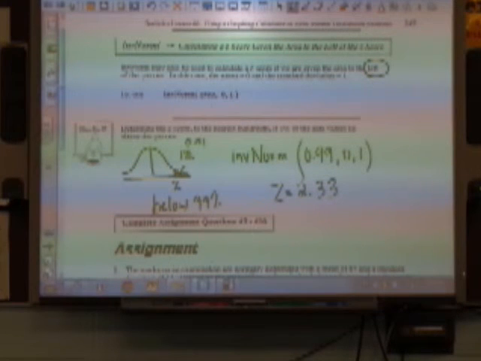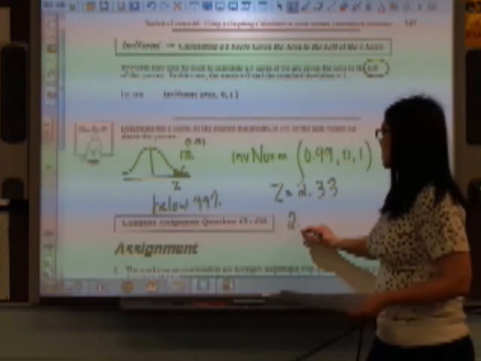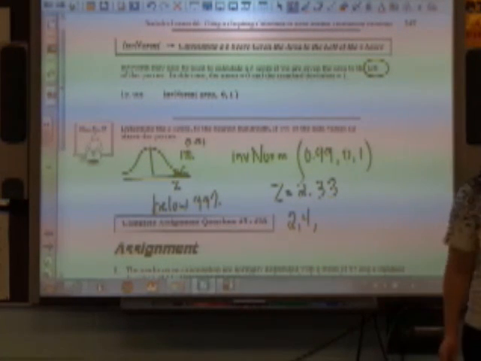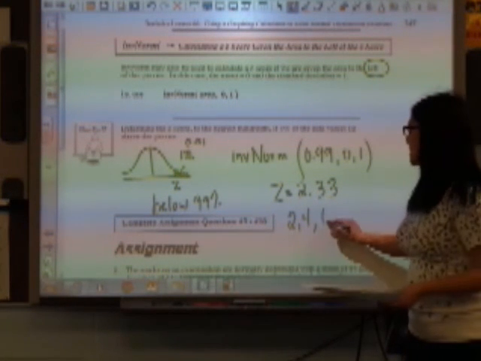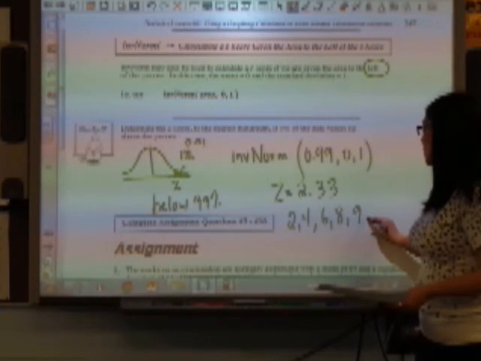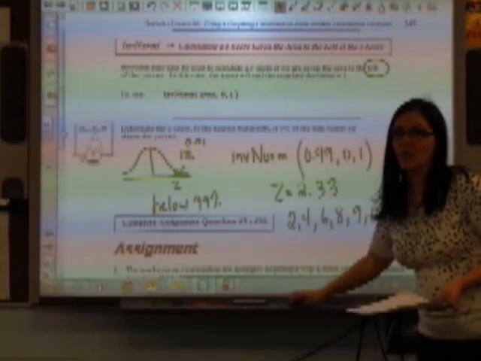Okay, so your questions, question number 2 and 4, that's the normal CDF stuff. Questions 6 and 8 should be the inverse norm, and then 9 and 10 could be either one.